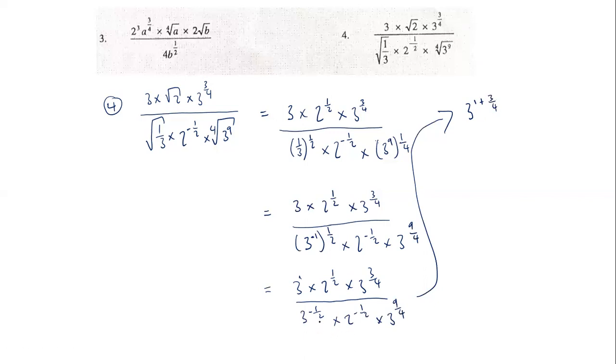Do we have 3? Yes, we have 3 at the bottom. So we need to subtract that. So now the first exponent of 3 at the bottom is -1/2. So we're going to have to subtract -1/2. We're also going to have to subtract 9/4. Multiply by 2. At the top, we have only 2 to the power of 1/2. And at the bottom, we have that. We're going to have to subtract that again, which is -1/2.